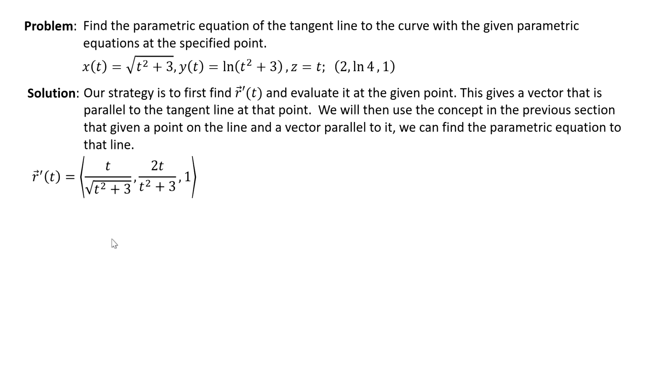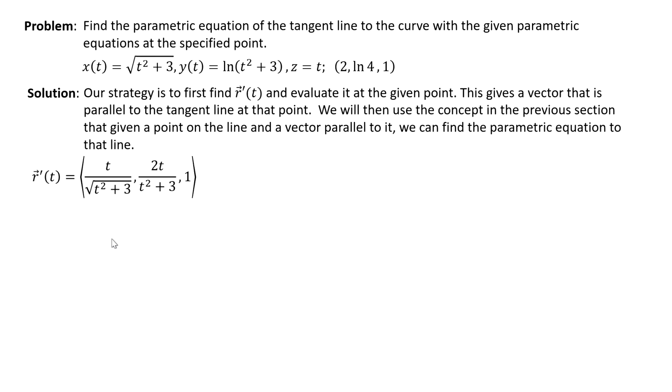Here, absolutely pay attention. Can you find r prime of t at our point? What's our point? The point is 2, natural log of 4, 1. Wait a minute. What are those things? 2, natural log of 4, and 1? What do they represent? They are the x, y, z coordinates of the point. Right? They are the x, y, and z coordinates of the point.